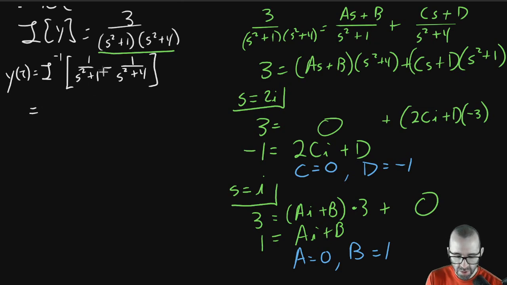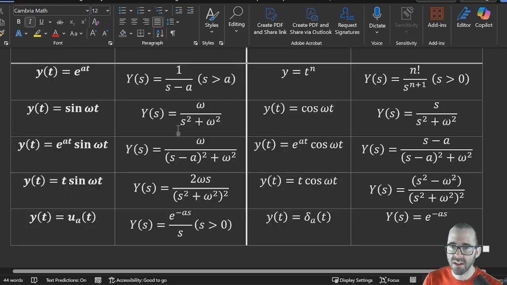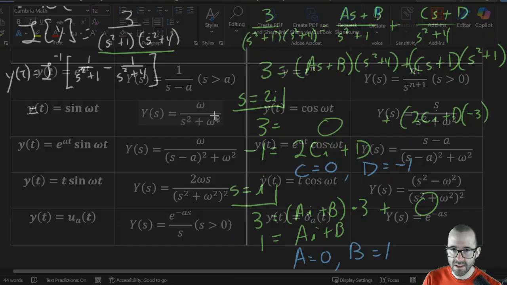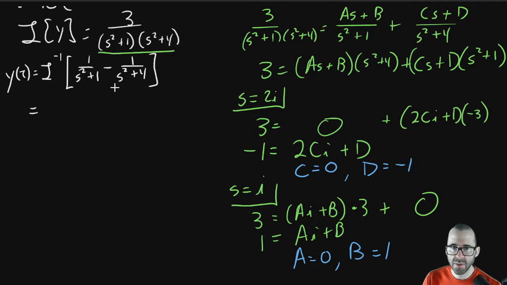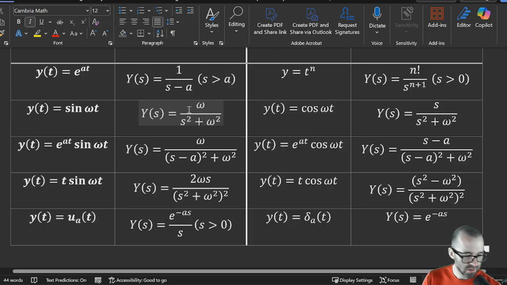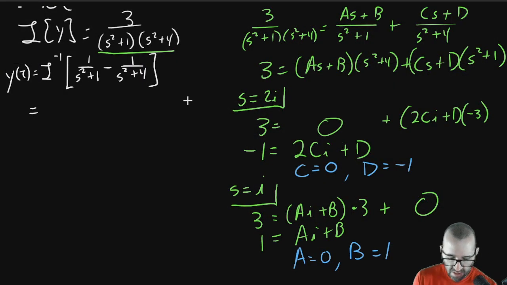Okay, so we have these quadratics in the denominator, s squared plus omega squared. What does that look like again? S squared plus omega squared looks like sine. They both seem to be the same form. Okay, so again, Laplace transform is linear. We can do them both.